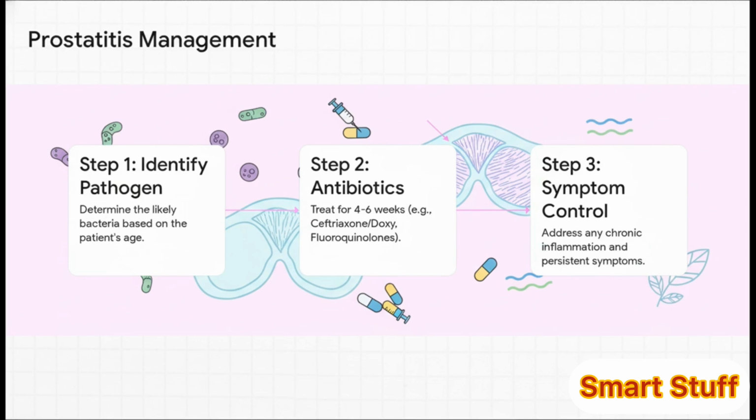It is all about killing the infection. Step 1 is to figure out the likely bug based on the patient's age. Step 2 is a long course of the right antibiotics. And I mean long, like 4 to 6 weeks. You need that time for the drugs to really penetrate into the prostate tissue. So for STIs, that's often ceftriaxone and doxycycline. For E. coli, you're looking at a fluoroquinolone.